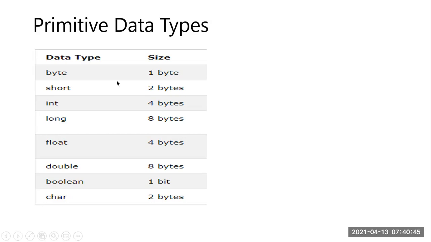For numbers, we have byte, short, int, long, float, and double. These represent the number data types. For true and false, it is boolean. Boolean represents true and false; only these two we can represent. And char represents characters, meaning the alphabets, which we declare in single quotes.